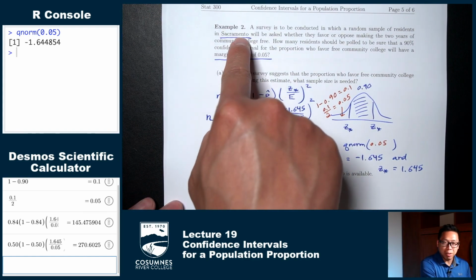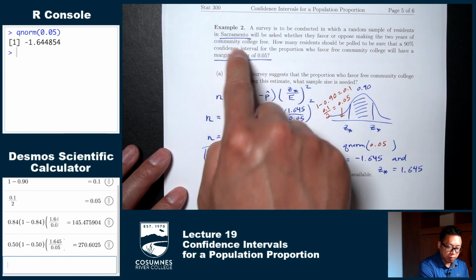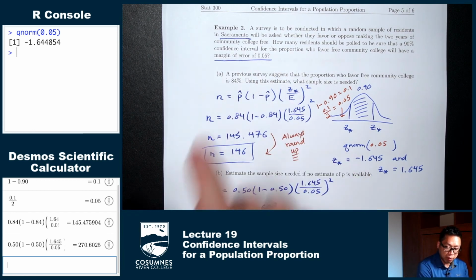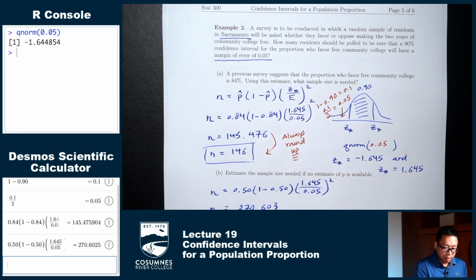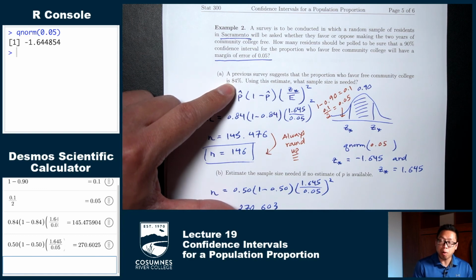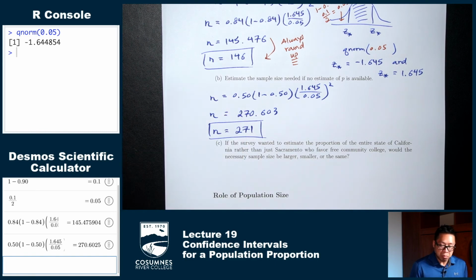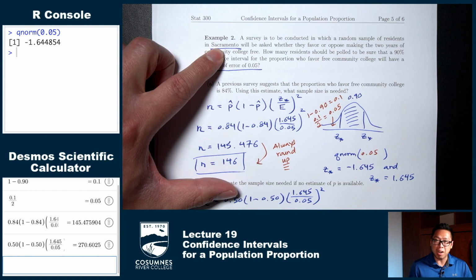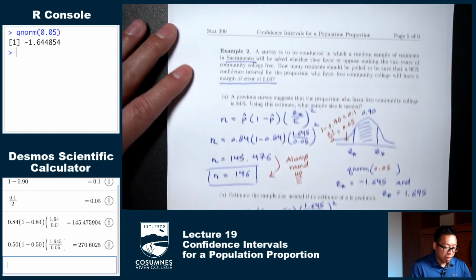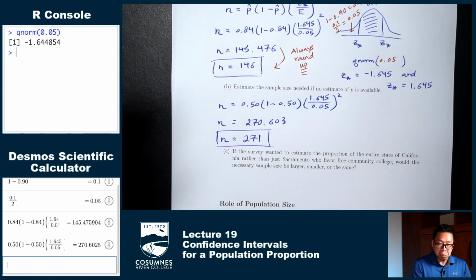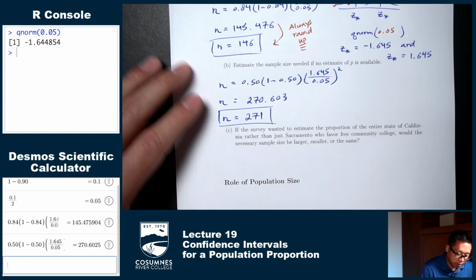Well, if I change this Sacramento to California, what changes? We still want a 90% confidence interval. We still want a margin of error of 0.05. So that takes care of the z star and the E. Those should be the same. In part A, we're still using 84% as our prior estimate. In part B, with no estimate, we're still going to use 0.50. So what changes? If I change this to California, nothing in our calculation changes, so you get exactly the same answer. If I change Sacramento to the entire world, still nothing changes, and you still get the same answer.